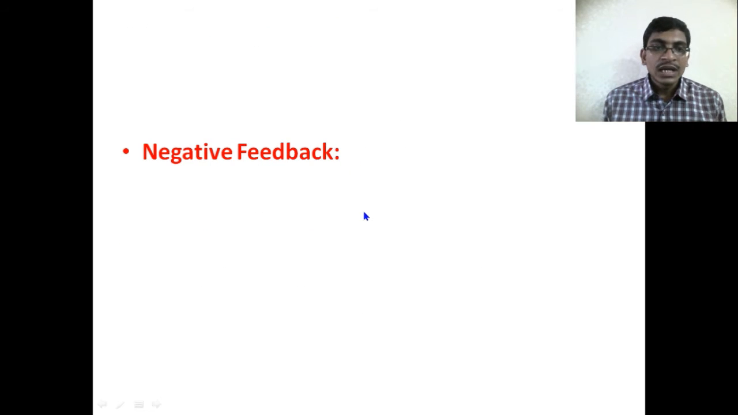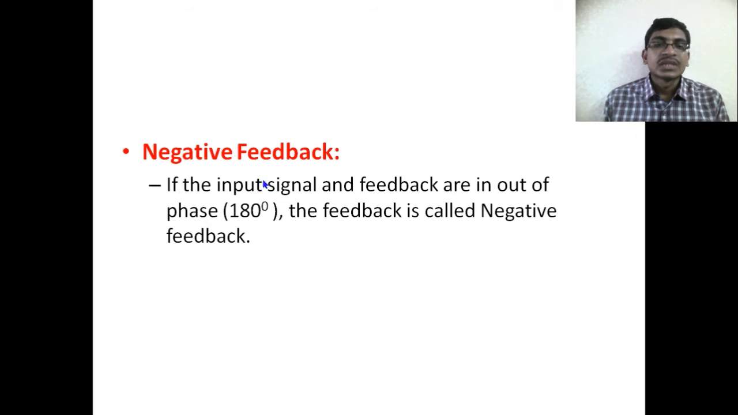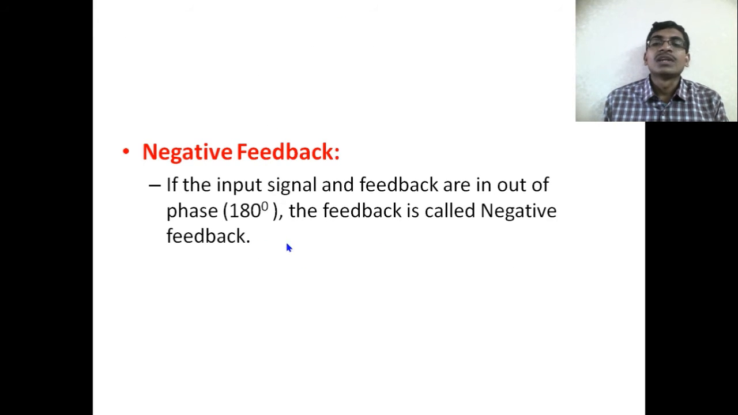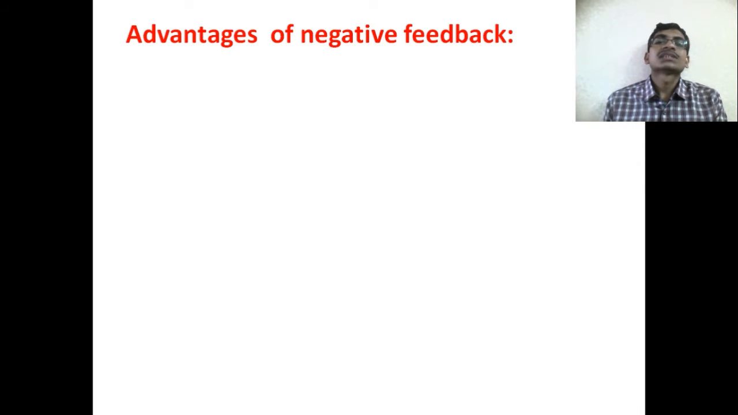Okay, so let us see the negative feedback definition. If the input signal and the feedback signal are out of phase, in the sense 180 degrees phase shift, then the feedback is called negative feedback. As we already saw, the input signal V2 and the feedback signal VF are out of phase. If one is positive, another one is negative phase, then definitely a 180 degrees phase shift will occur. Then that type of feedback is called negative feedback. Okay, these are all the feedback configurations we have.